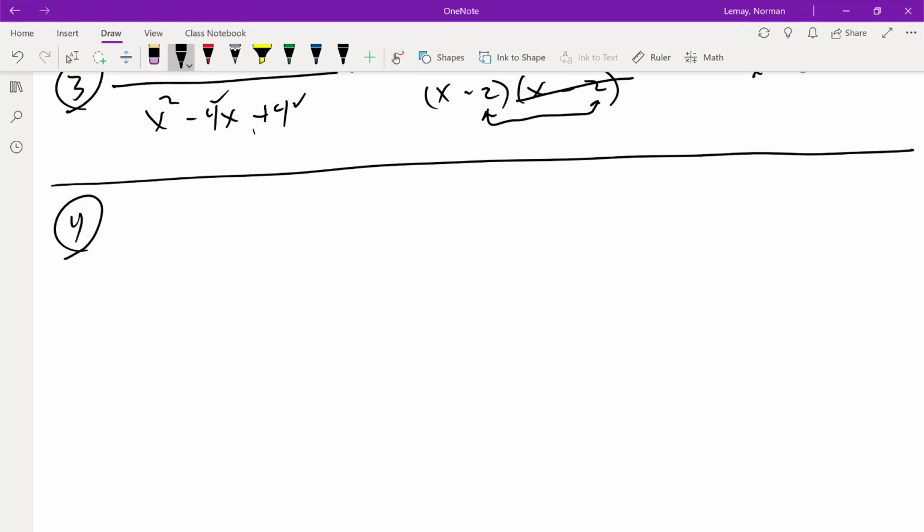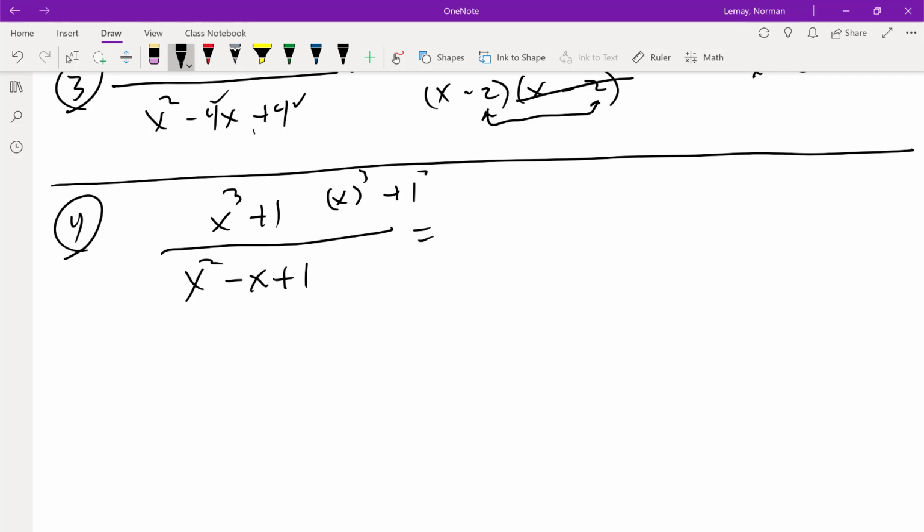All right, let's take a look at x cubed plus 1 divided by x squared minus x plus 1. Let's note that this is x cubed plus 1 cubed, so this is a sum of cubed binomials. We know that this is going to factor to x plus 1 times x squared minus, multiply the 2 together, so we get x, make sure we have that sign change, and then plus 1.